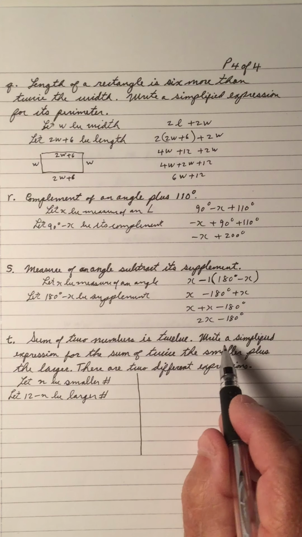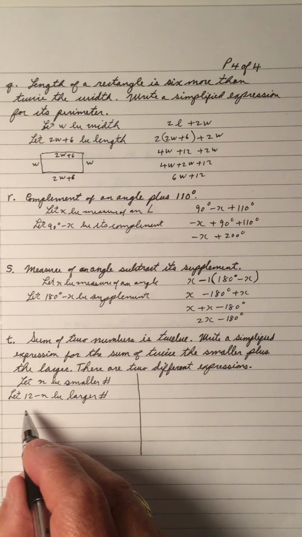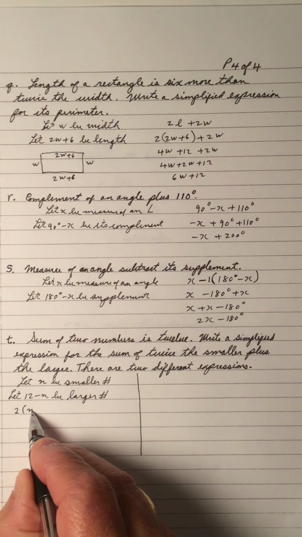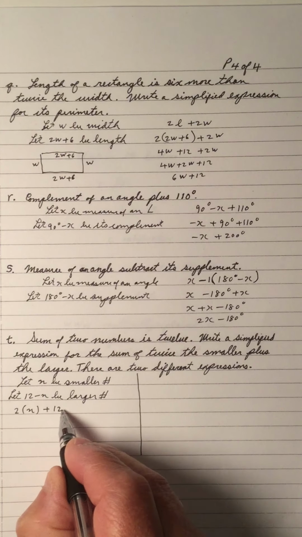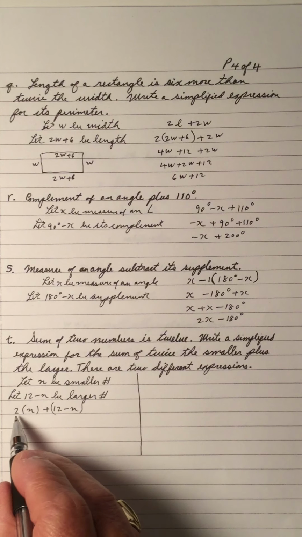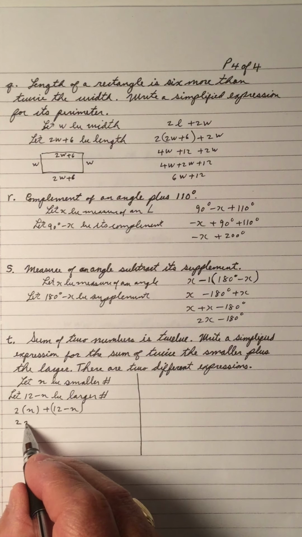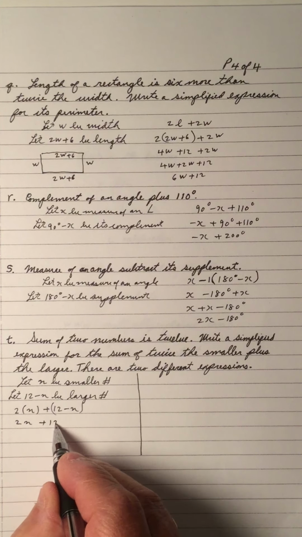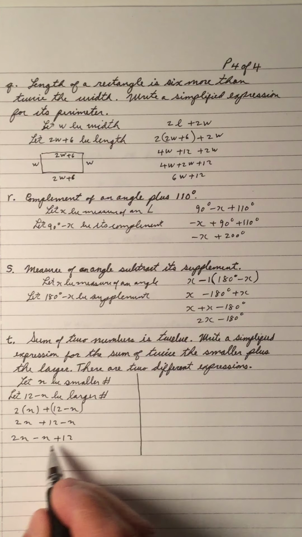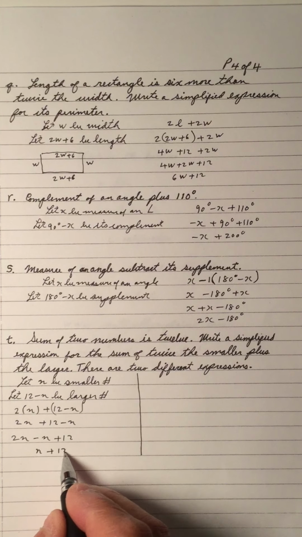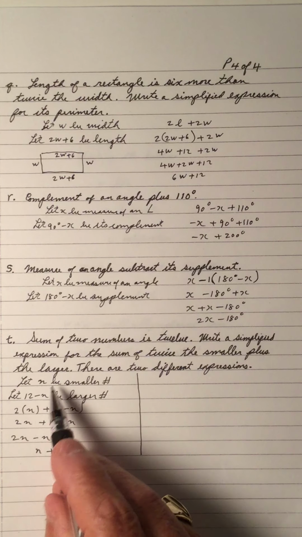Now we'll go to the next sentence. Find the sum of twice the smaller plus the larger. So twice the smaller is 2 times the smaller, plus the larger. So there's twice the smaller plus the larger, and that's 2 times n, which is 2n, plus 12 minus n. So that's 2n minus n plus 12, which gives you n plus 12. So that would be the expression for the sum of twice the smaller and the larger.